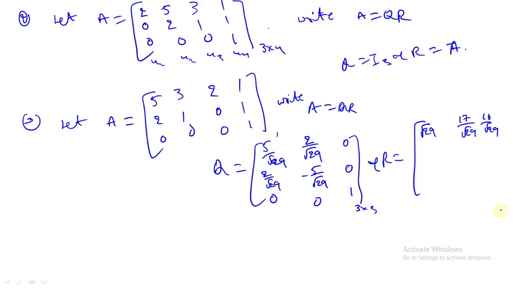Next matrix, this is the 3 by 4 matrix: 0, 0, 1 by root 29, 4 by root 29, 0, 0, 0, 0, 1. These are the matrices. You can try. Now another one.